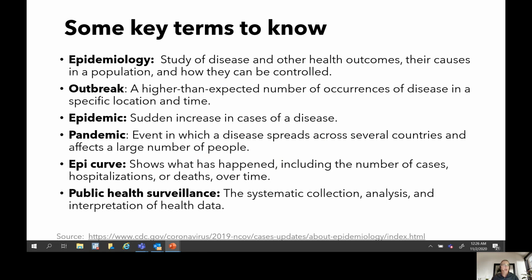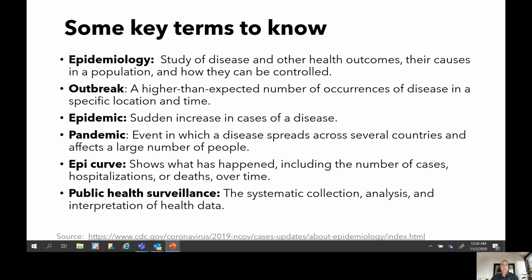Outbreaks are a higher than expected number of occurrences of disease in a specific location and time. For example, there may be a foodborne outbreak in a restaurant that requires field investigation and workup, but it tends to be in a more specific venue or area or place, caused by infectious or non-infectious causes. Environmental causes are often involved as well.